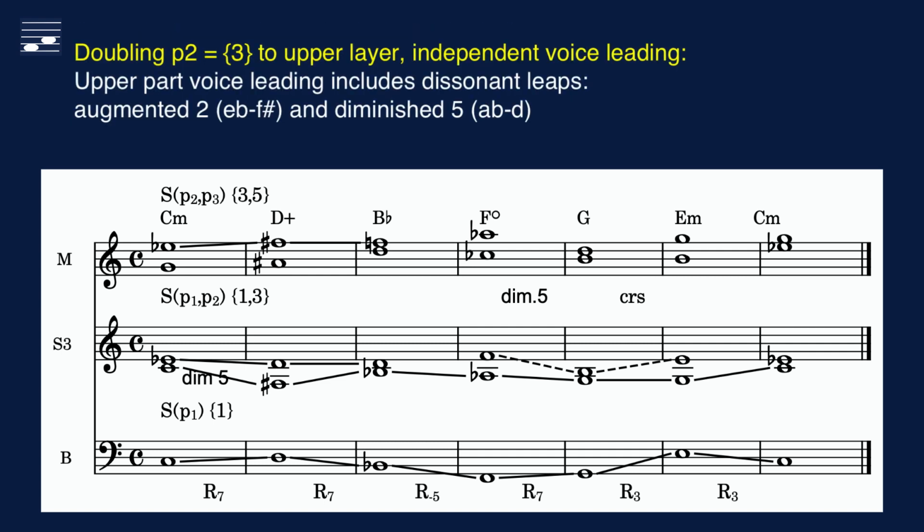The first doubling is copying the chordal function 3 into the upper layer. Independent transformations yield a new lead part that has no parallel octaves.